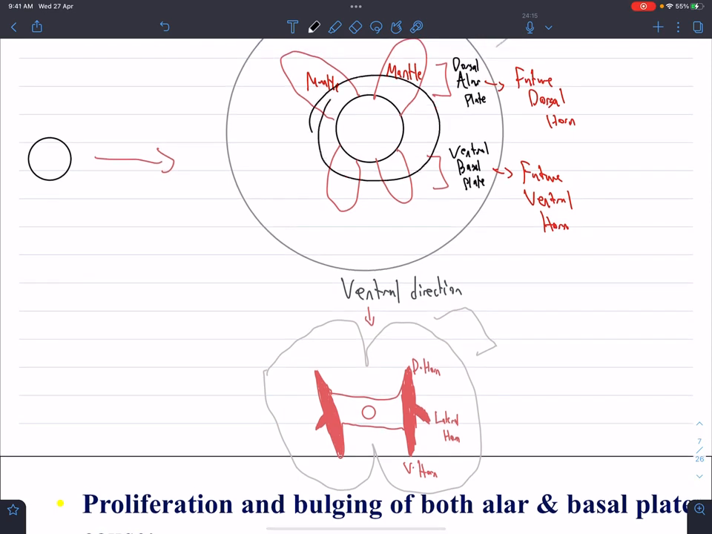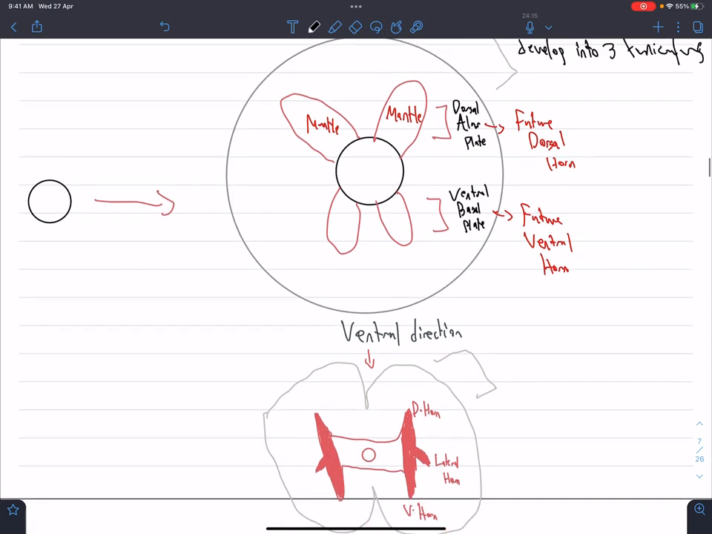You see the lumen of the neural tube right here? You see how it got smaller, right? You see the comparison? They got smaller. Like I told you before, the lumen of the neural tube will become the central canal. So as the dorsal alar plate and the ventral basal plate bulge out, they proliferate outwards, they're going to make the lumen of the neural tube narrower or smaller, and they're going to form the central canal.